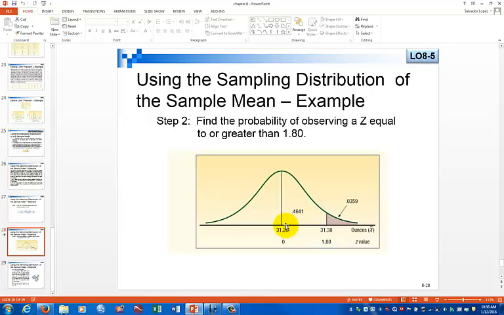And since all the area to the right here should be 0.5, remember symmetry, 0.5 to the right, 0.5 to the left. So 0.5 minus 0.4641 must be equal to the upper tail here, and that is 0.0359.